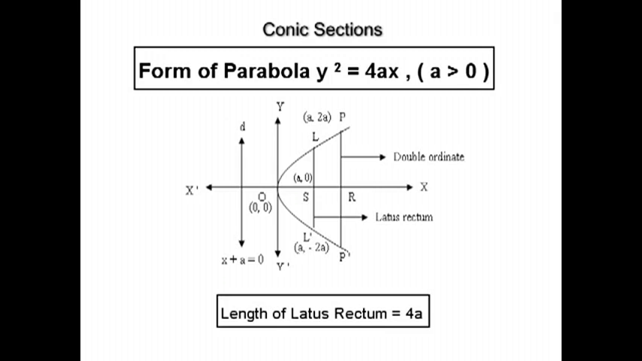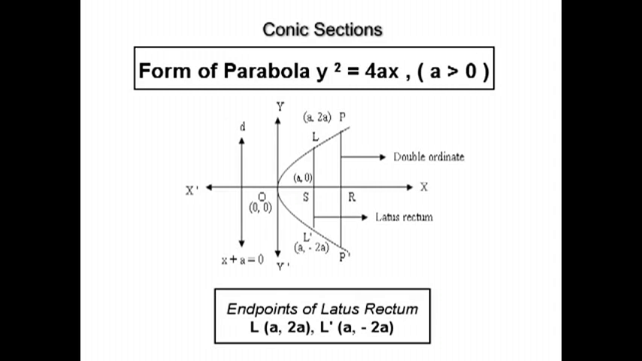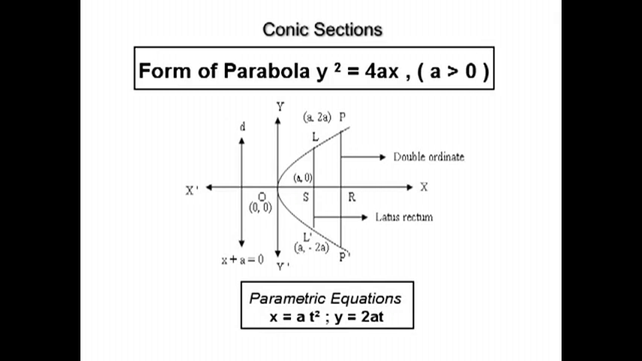The length of the latus rectum of this parabola is 4a, and the endpoints of the latus rectum are L(a, 2a) and L'(a, minus 2a). The parametric equations of the parabola are x equals at squared and y equals 2at, where t is a parameter. From this we can have dy/dx equals 1 upon t.